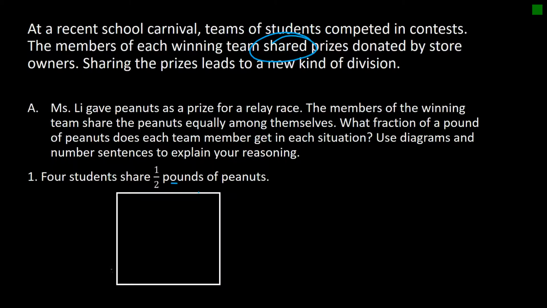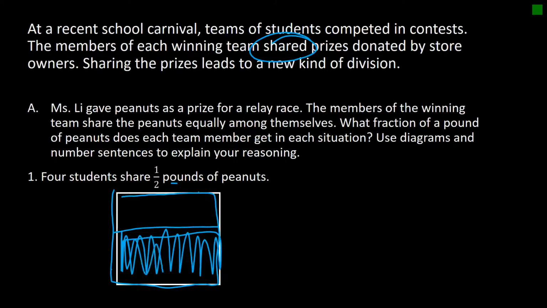Here, this square that we have, this is 1 whole pound of peanuts. So we know that they're sharing half of it. They're not sharing the whole thing. So how do you think that we should share half that pound with 4 students? Well, hopefully you were thinking that we could just split it up into 4 pieces. So one student would get this piece, another student would get this, a third one would get that, and then the 4th kid would get that piece.